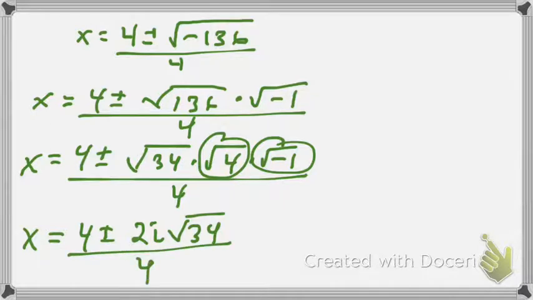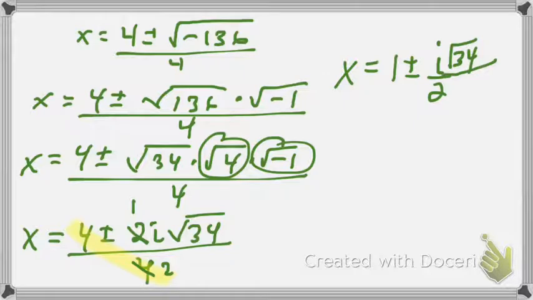All over 4. So x equals 4 plus or minus, oh, I don't want to rewrite. Let's divide 4 by 4. So 4 over 4 is 1 plus or minus 2 divided by 4. So if we divide 2 by 2, we get 1. If we divide 4 by 2, we get 2. So this is going to be i over 2, or i square root of 34 over 2.